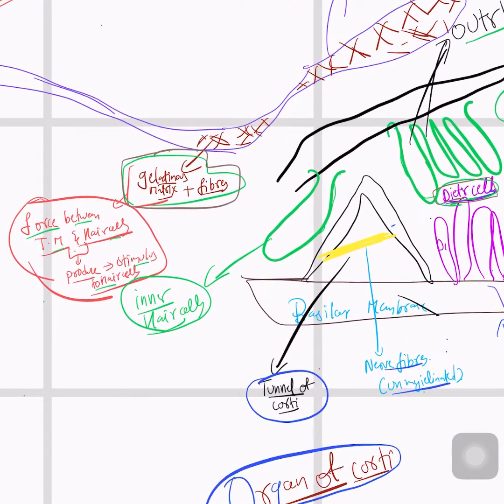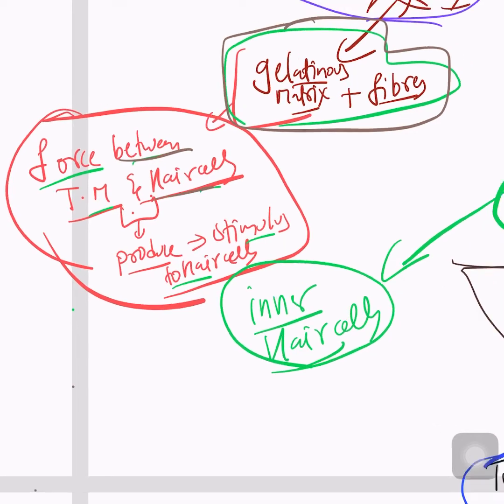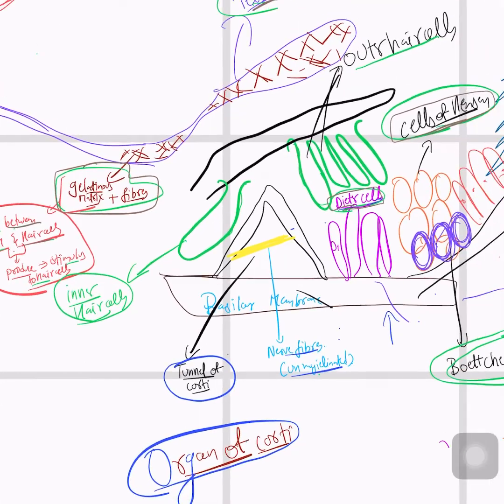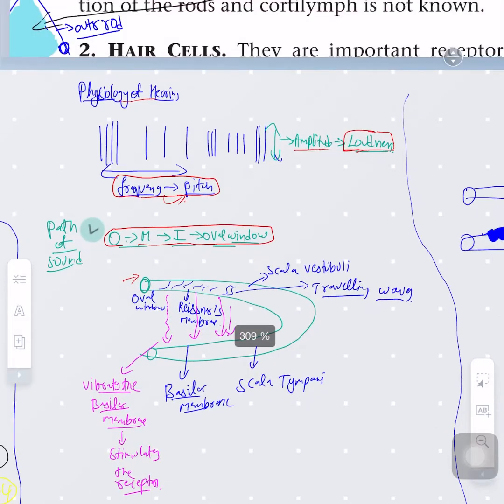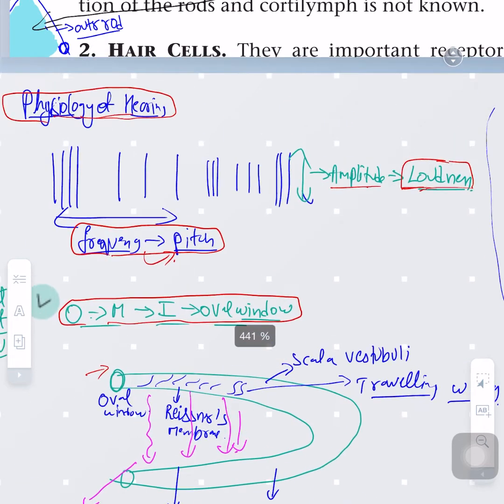Having said that, let's quickly look into the physiology of hearing, right? Any sound wave will have a set of compressions and rarefactions. The frequency, meaning how many compressions and rarefactions there are, will ultimately denote pitch. Whereas the length of this compression and rarefaction denotes amplitude, which ultimately denotes the loudness.